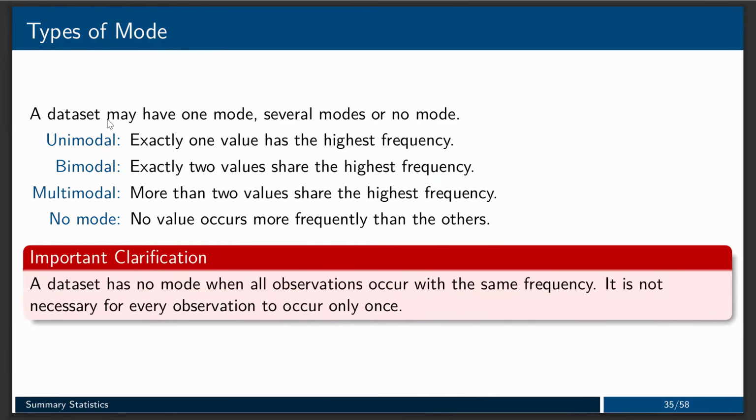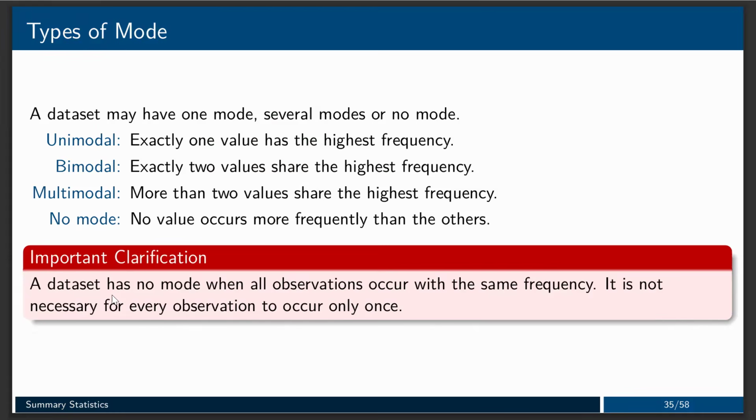Now, there are types of mode. A data set may have one or several modes, or may have no mode. We say that it's unimodal if it has only one value which has the highest frequency. It's bimodal if there are exactly two values that share the highest frequency. It is multimodal if there are more than two values that share the highest frequency. And there is no mode if no value occurs more frequently than the others.